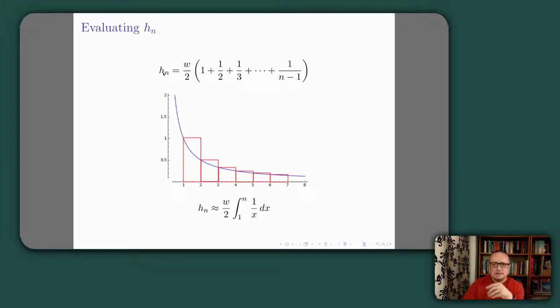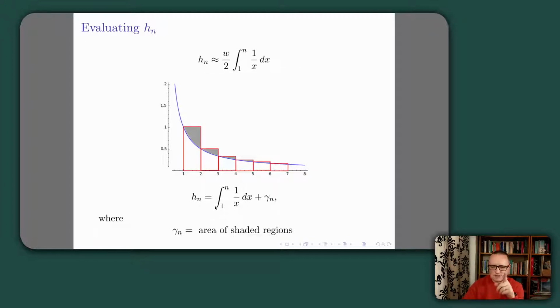So approximately the size of Hn is w over 2 times the area under the blue graph between 1 and n. So that's the integral of 1 over x from 1 to n. Now I say approximately equal to. Of course, it's not exactly equal to, because there are these errors here. These gray quantities aren't accounted for by the integral, okay? Because the integral of 1 over x from 1 to n gives you the area lying underneath the curve. Now that's most of the area in the red rectangles. But we've missed out the area in each rectangle that protrudes above the graph. There's a fair chunk in the first one, but in subsequent rectangles you get less and less of a contribution there.